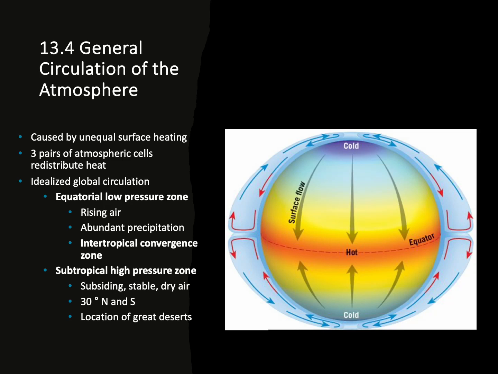Our planet has a very general pattern of the way that air circulates between our equator and our poles. And all of this is caused because the surface of our planet is not heated equally in different areas. So depending on whether we're at the equator or the poles, we're going to receive different amounts of solar radiation, or sunlight and heat from the sun.